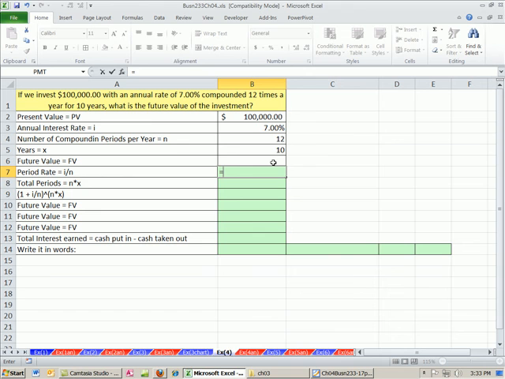So we'll calculate our period rate. They're giving us 7% annual, but it's compounded 12 times per year. So that is the monthly rate, 0.0058333. All right, total periods. Well, we have our years times our number of compounding periods. Now, does it matter what order I do? No, it doesn't. 2 times 1 is the same as 1 times 2.